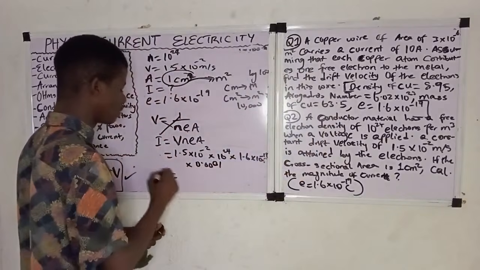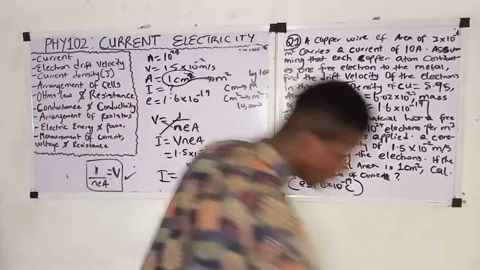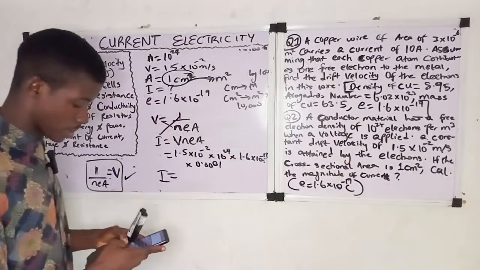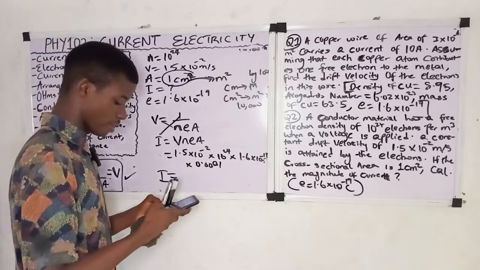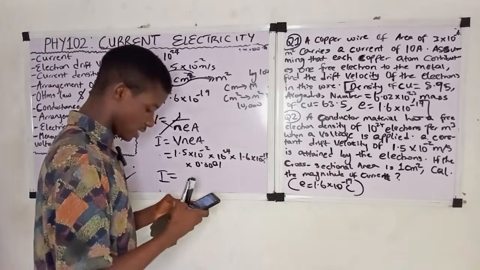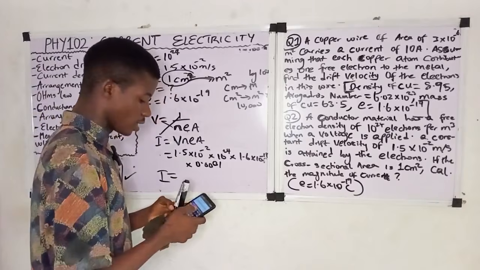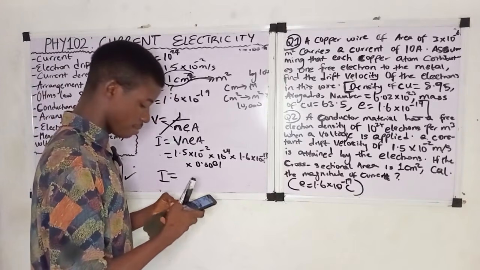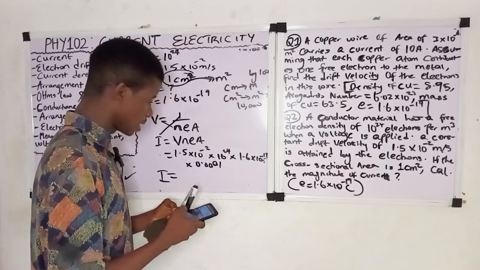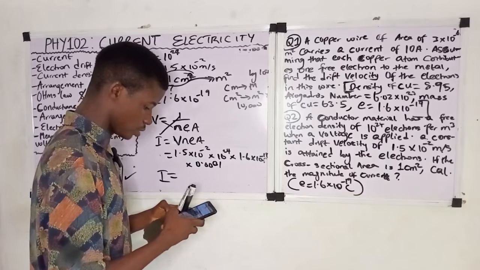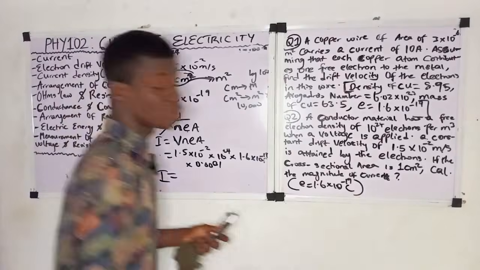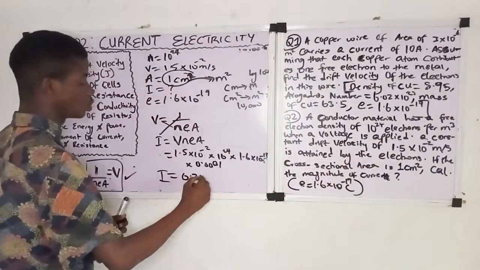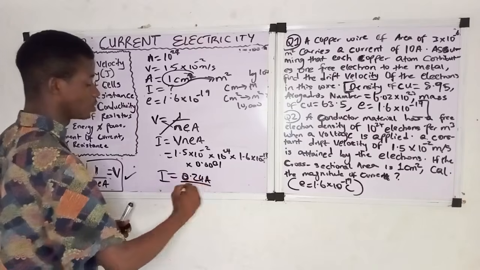So let's multiply everything to get our current. 1.5 times 10 raised to the power of minus 2, then times 10 raised to the power of 24, then times 1.6 times 10 raised to the power of minus 19, then times 0.0001. So the answer is 0.24. So our current is what? 0.24 ampere. So this is it.